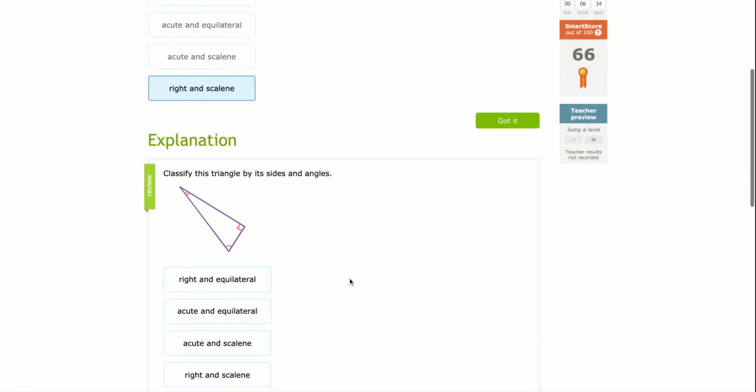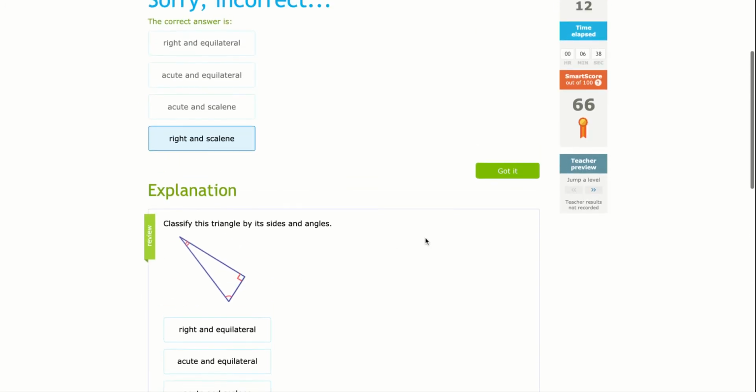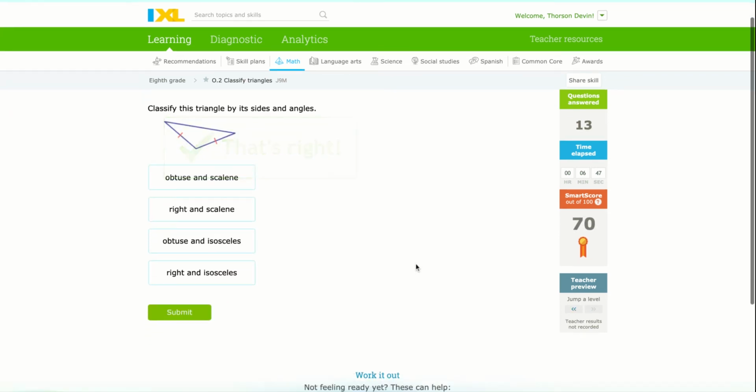What did I put? Oh, I put acute scalene. I said right scalene. So I said the right thing and clicked the wrong thing. Sorry about that. The triangle has an angle measure of 56, 56, and 68. Two angles are the same, so isosceles.